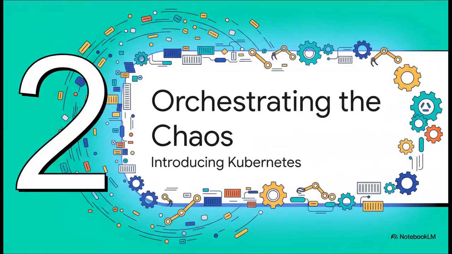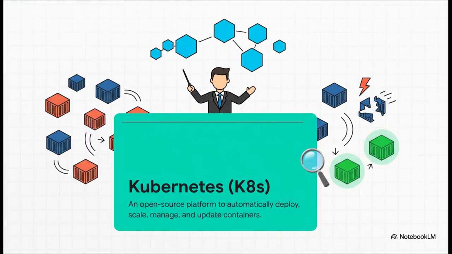Okay, so one container, pretty manageable. But what happens when your app absolutely takes off and you need to run hundreds or, maybe even thousands of them? Trying to manage that fleet of containers by hand just becomes impossible. This is where you need a system for orchestrating all that chaos. And that is where Kubernetes, or K8s as you'll often hear it called, comes in. If all those containers are the musicians in an orchestra, then Kubernetes is the conductor. It's the brain that automates the entire operation.